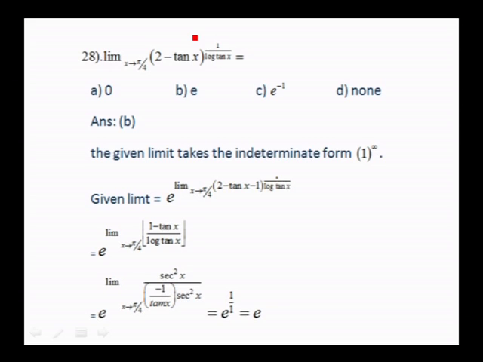So whenever 1 to the power of infinity comes, what do we do? We apply that formula: limit e to the power of limit as x tends to pi by 4 of fx minus 1 into gx. So here fx minus 1, that is 2 minus tan x minus 1, into gx, which is 1 by log tan x. If you multiply this, then it becomes 1 minus tan x over log tan x. The log tan x comes in the denominator. Of course, you are multiplying these two, so 1 minus tan x over log tan x.